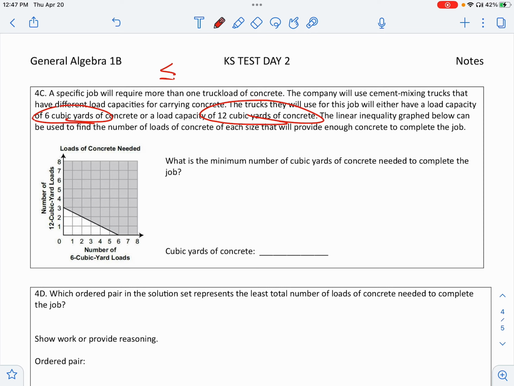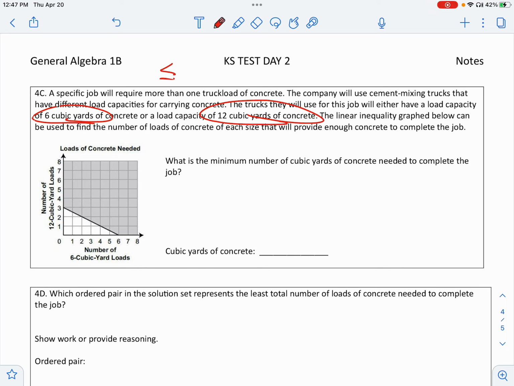Holy cow, there was a lot going on there. I don't know about you guys, but that was a lot. What is the minimum number of cubic yards of concrete needed to complete the job?